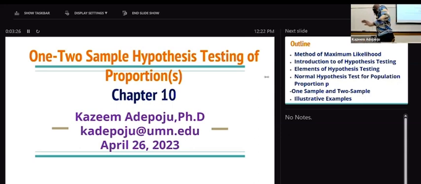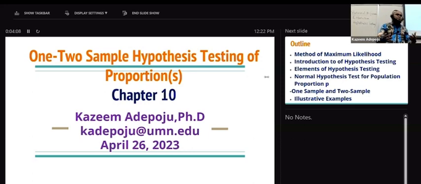statistical inference is about two things. When I talk about statistical inference, it is about two things. Number one, estimation. Number two, hypothesis testing. Statistical inference is about two things: estimating parameters, and at the same time we test hypotheses.